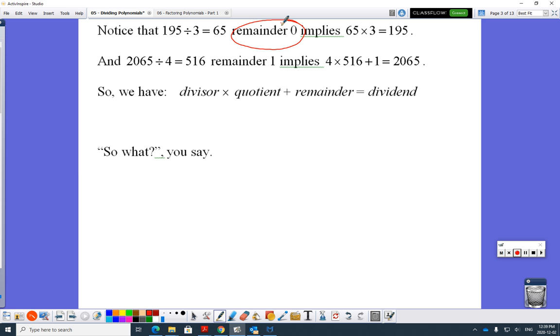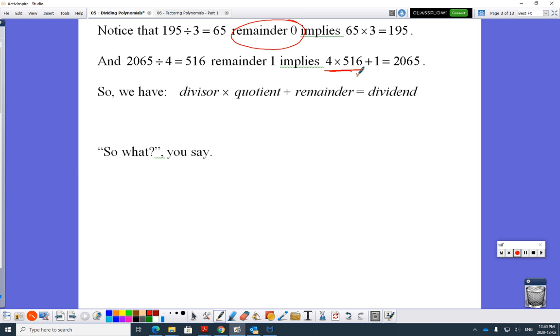And this one, 2,065 divided by 4 equals 516 remainder 1, implies that 4 times 516 doesn't quite make 2065. There's a remainder of 1 there. I didn't factor it. I missed by just a little bit. It doesn't perfectly factor. And I'm using all those words to get you ready for, well, you can see on the board there, the big day of factoring we've got tomorrow. It's going to be factoring all morning tomorrow. And so I'm starting to lay the foundation for that right here now.